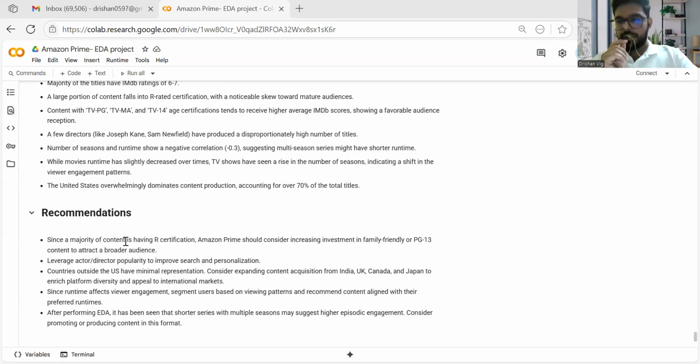Since the runtime of the TV shows is about 70 to 90 minutes, it's time to segment users based on viewing patterns and recommend content aligned with their preferred runtimes. And after performing the whole EDA, it has been seen that shorter series with multiple seasons may suggest higher periodic episodic engagement. So consider promoting or producing content in this format.